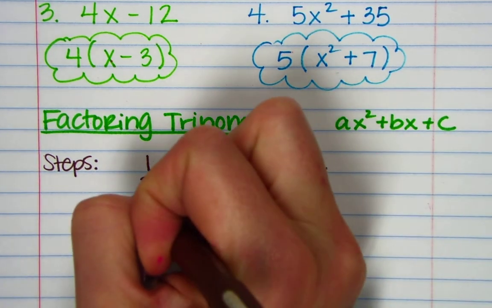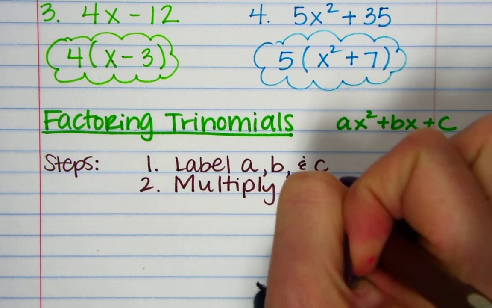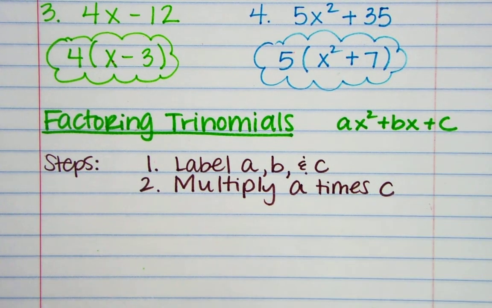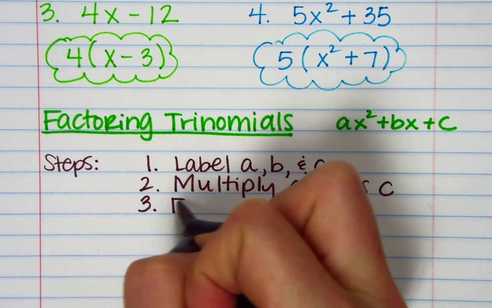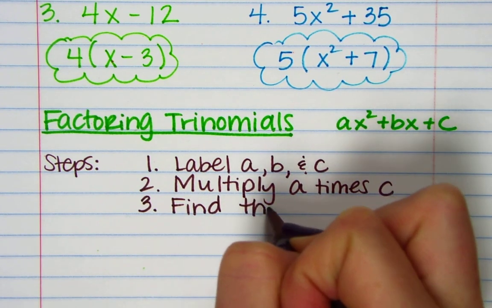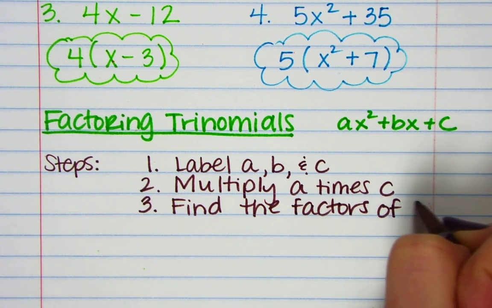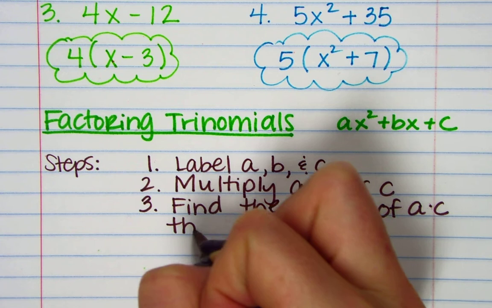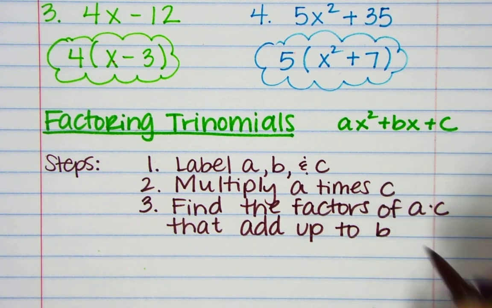Second, multiply A times C. All right, multiply A times C. First, we find out what numbers they are, okay, in the problem. Then we multiply A times C. Then we're going to find the factors of A times C that add up to B.